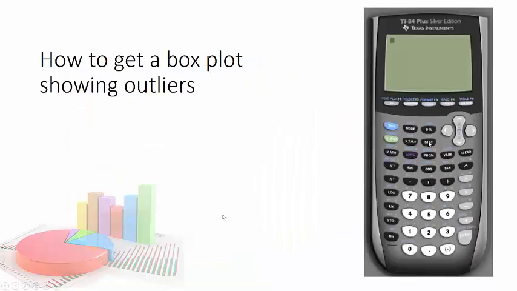All right. So how to get a box plot showing outliers? First of all, I'm going to show you how to clear your data list in case you hadn't done it before. So you hit clear list and then you can hit the name. And notice the names are in blue right here. So you hit shift and blue and the names are here under these buttons. Then you go ahead and enter your data.